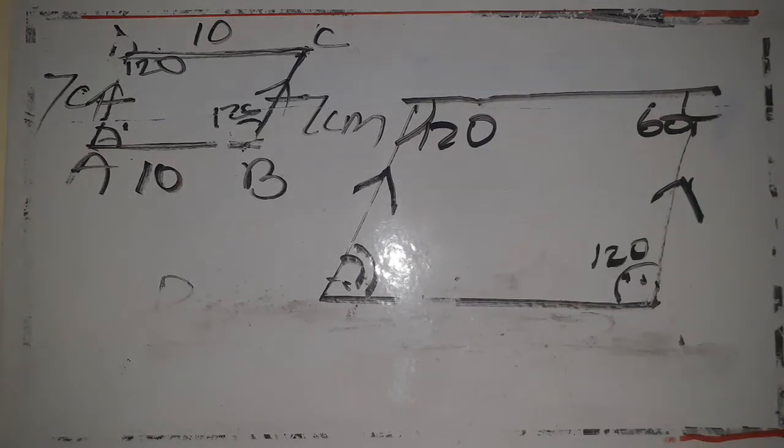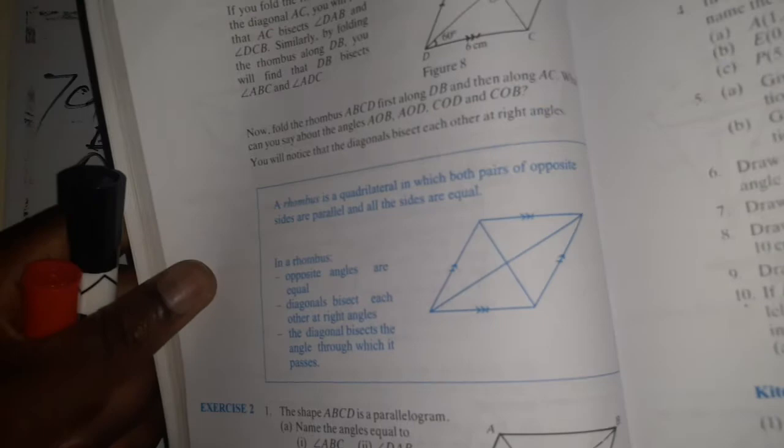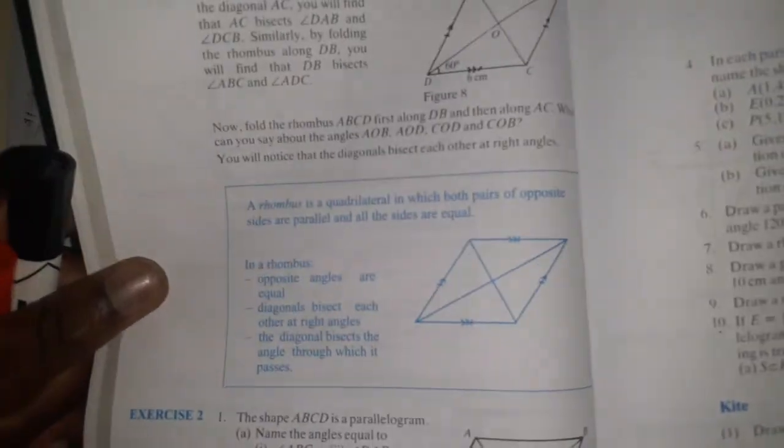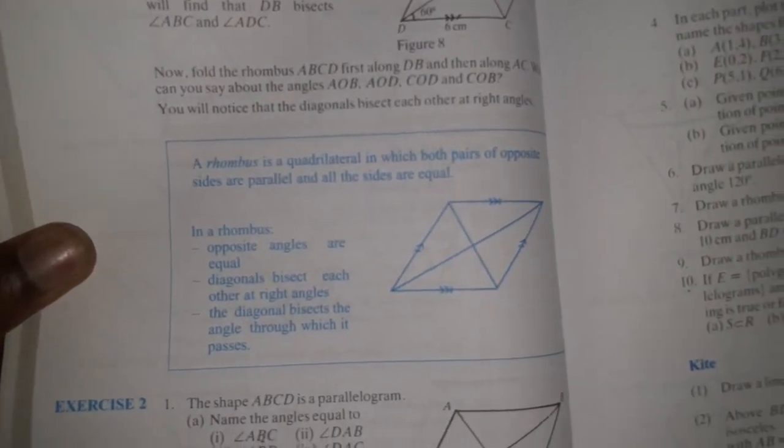Those are some of the things you are supposed to know when we are talking about a parallelogram, because we may not be able to exhaust everything. There's even a rhombus, so you should be able to know what a rhombus is. If in case they ask you to construct a rhombus, this is a rhombus here. These are the features of a rhombus.